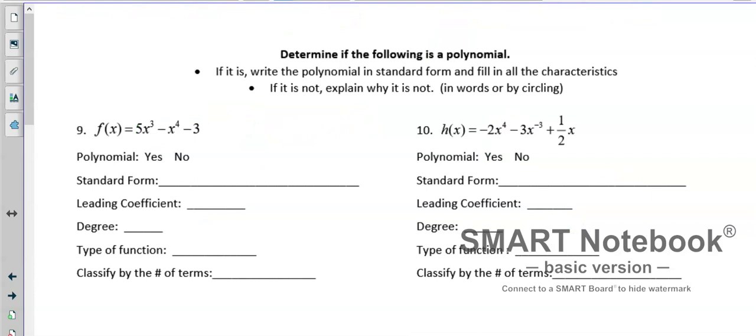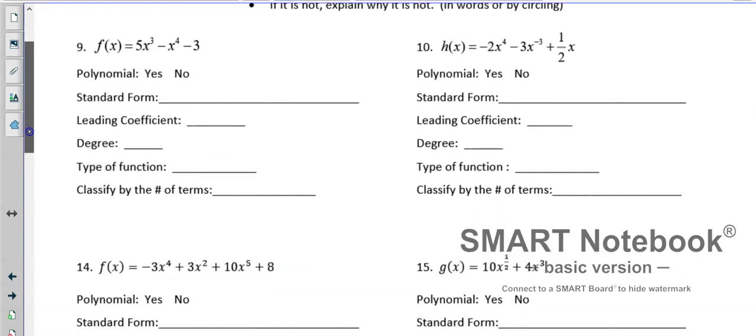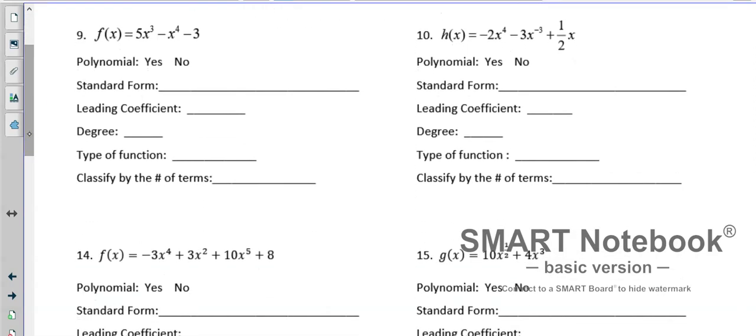All right, determine if it's a polynomial. If it is, fill in the information. If not, explain why it is not. Okay, so number 9. It is a polynomial. It is not in standard form because notice the 4 is not first. So we put this first, then the 5x cubed, then the 3.